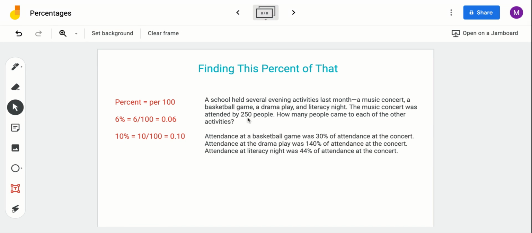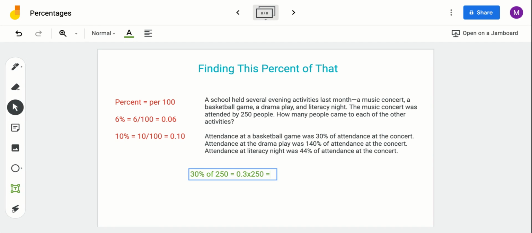Okay, so our 100% is the attendance at the concert, the 250 people. And these percents are relative to that. So 30% means they get 30% as many people as the concert. So to figure out how many people were at the basketball game, we can do 30% of 250, which is equivalent to 0.3 times 250. So 3 times 25 would be 75.